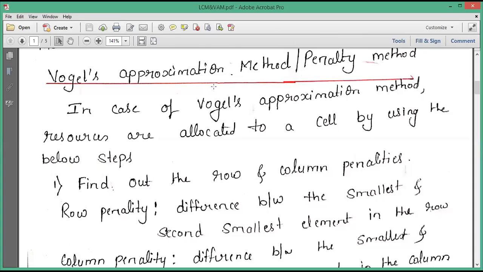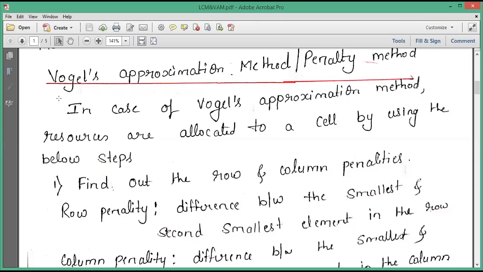So we have discussed two approaches, right? That is the least cost method and the northwest corner method. Here there is one more approach to find an initial basic feasible solution to any transportation problem. The third approach is the Vogel approximation method, which is also known as the penalty method.